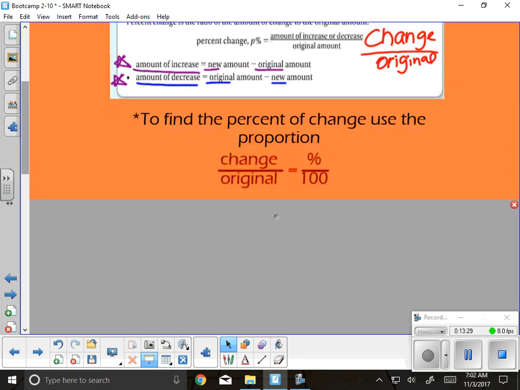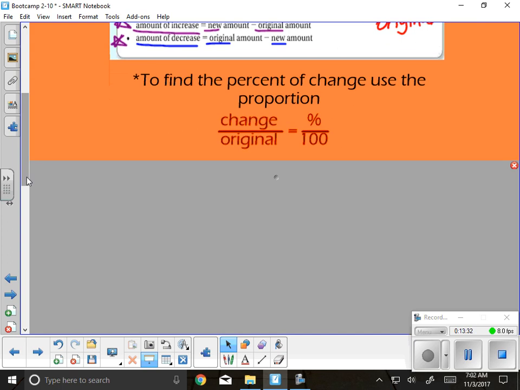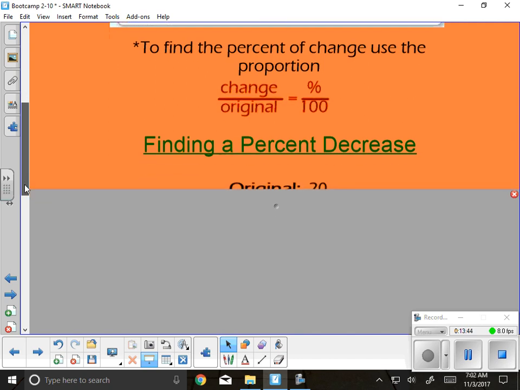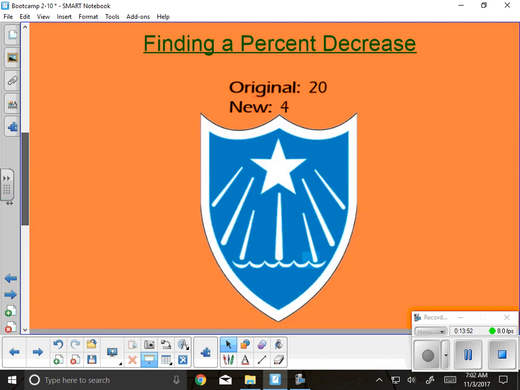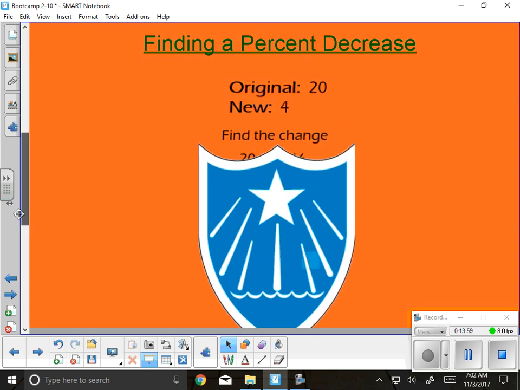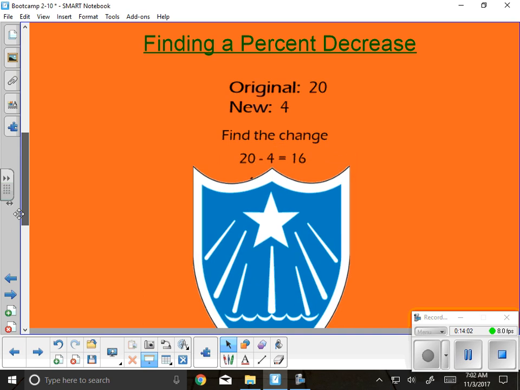To find a percent of change, use the proportion: change over original equals percent over 100. Remember, we're trying to find the percent of change, so the percent is the one thing we're trying to find continuously throughout this section. To find a percent decrease, this is our example. The original was 20 and the new is 4. We're doing the change over the original, so first find the change: 20 minus 4, which gives you 16.